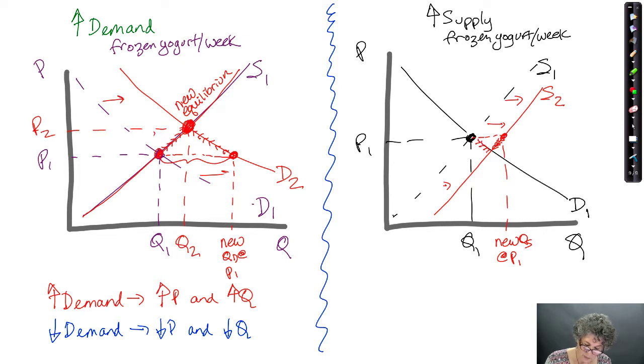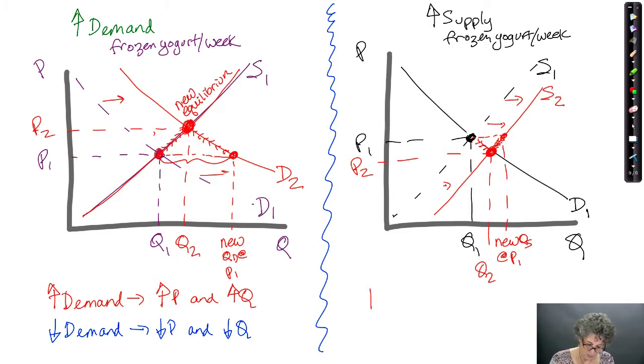And as the price falls, the quantity demanded will rise, demand curve slope down. The quantity supplied will fall, until we wind up at the new equilibrium where supply 2 and demand 1 intersect. And that's at a price of P2 and a quantity of Q2.